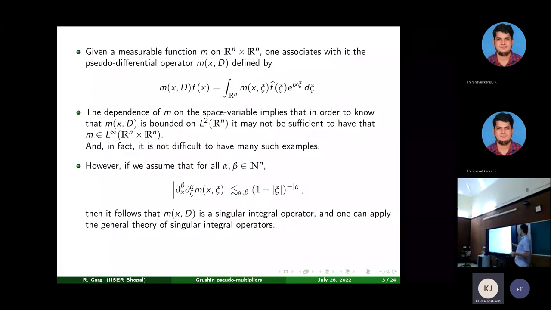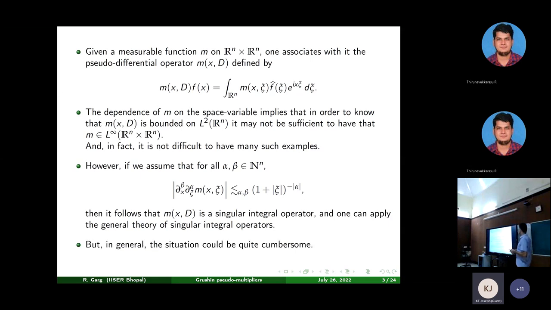Okay. So any function, and what I'm demanding more is that if I take a derivative in the X variable, I don't demand any growth or decay, I just want boundedness. Any such function M which satisfies this property, one can check that the corresponding operator, the pseudo differential operator, is in fact a singular integral operator, and one can apply the general theory of singular integral operators to get boundedness on L^p and weighted spaces. Whatever the general theory of singular integral operators we understand, and the type of boundedness on various function spaces we know for multipliers, it turns out that one can prove those kinds of results even for pseudo differential operators.